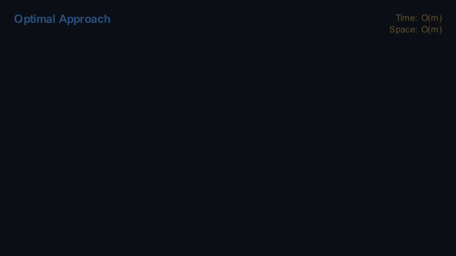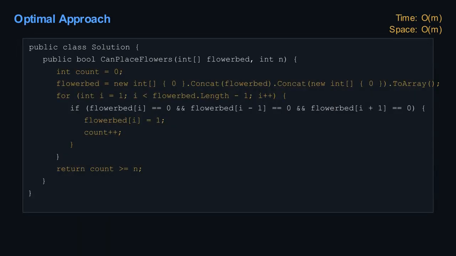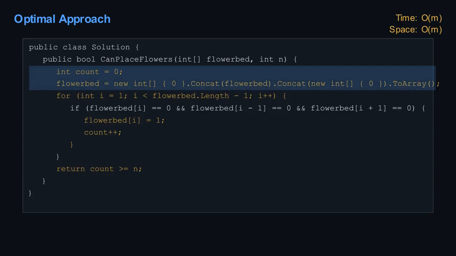of zeros exist. The key insight is to pad the garden with an extra empty plot on both sides, turning edge cases into the same pattern as the interior. First we create a new array that starts with a 0, then copies the original garden, and ends with another 0. Next we iterate from the second element to the second last element.